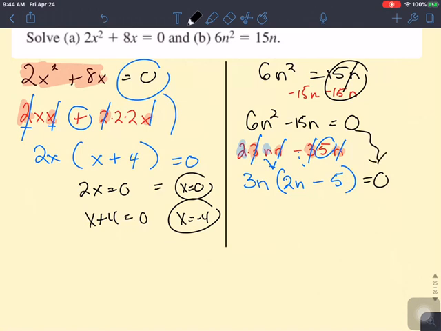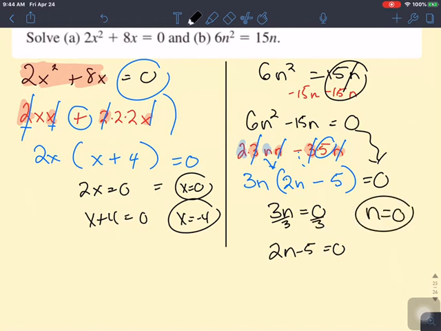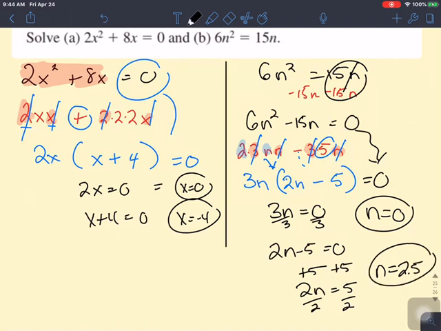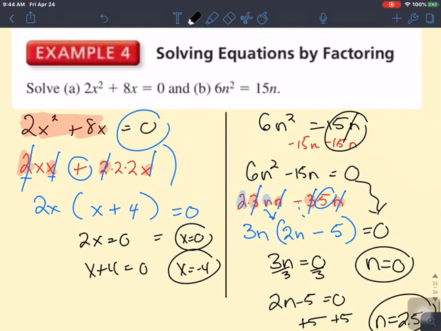And then we set up two subproblems. 3n equals 0 and 2n minus 5 equals 0. Divided by 3, n equals 0 is one of the values, which we expected. And then we're going to add 5 to both sides, which gives us 2n equals 5, divided by 2, n equals 2 and a half. And that concludes our written tutorial on solving equations by factoring.